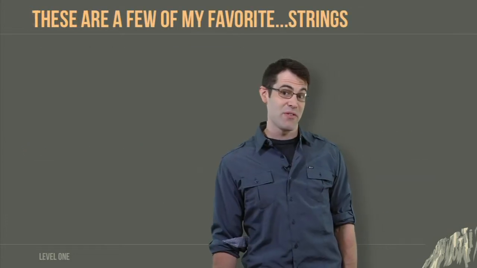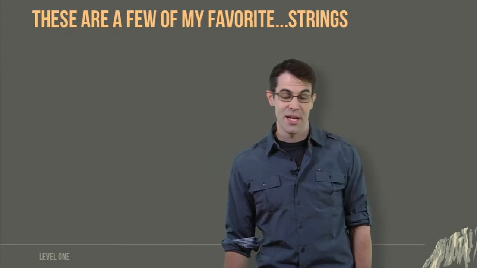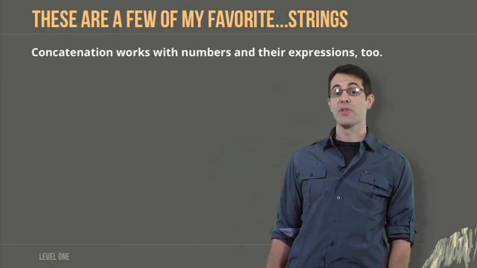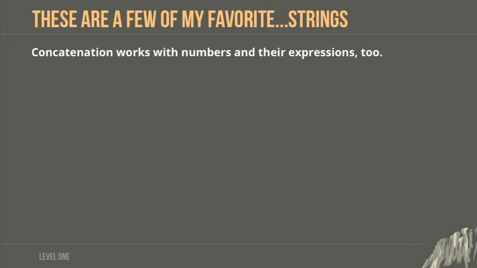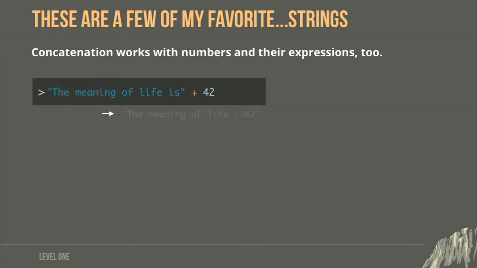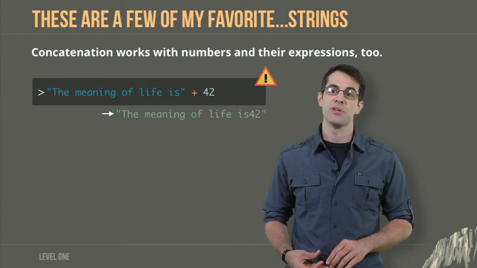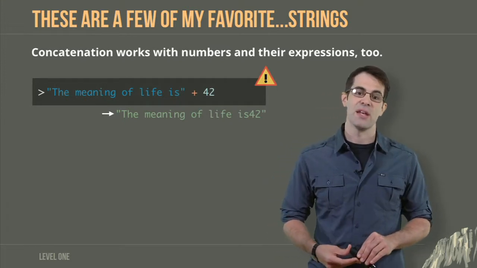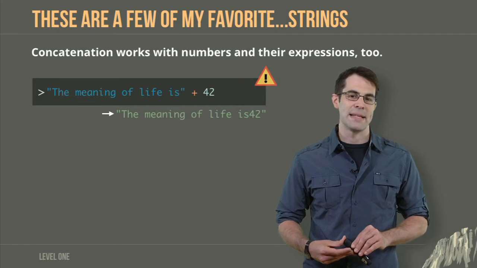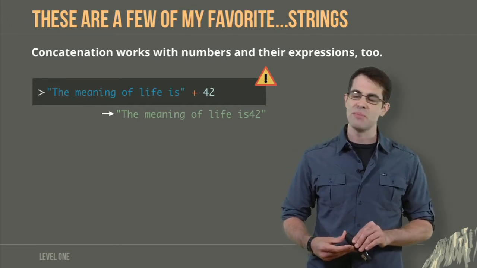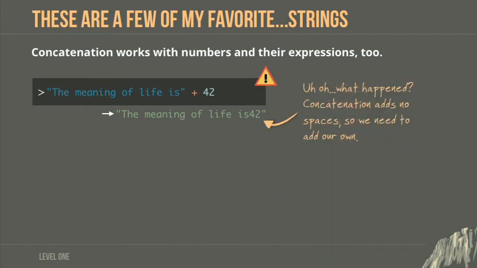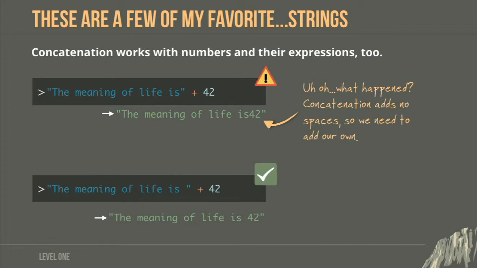Now it's time for a few of my favorite strings. Concatenation will also work with numbers and their expressions too. In this first example, we can see that when we try to concatenate the meaning of life is with the value 42, we get a perfectly valid string at the end, but it's not formatted exactly like we would want. Seems to be that we're missing a space. Since concatenation does not provide a space for you, all we need to do to fix this is place a space inside the very first string.